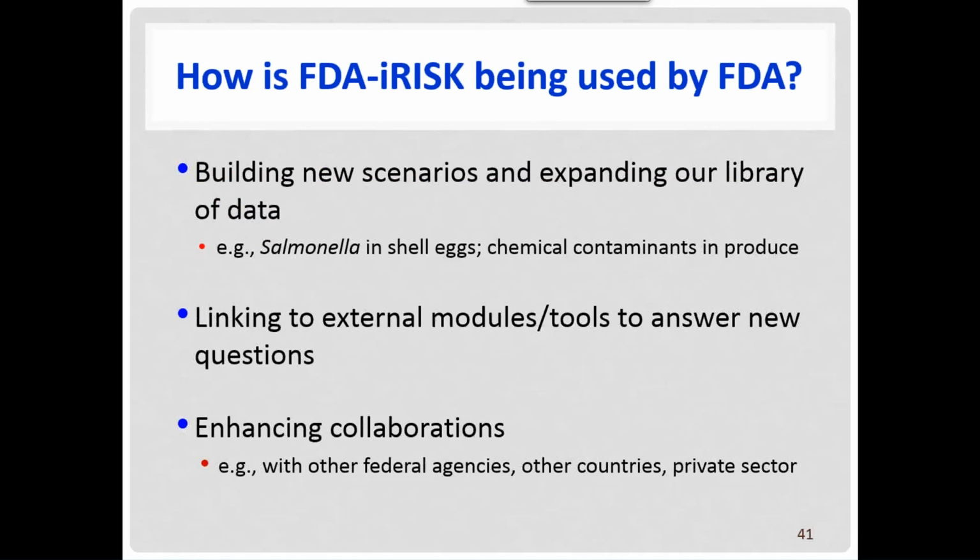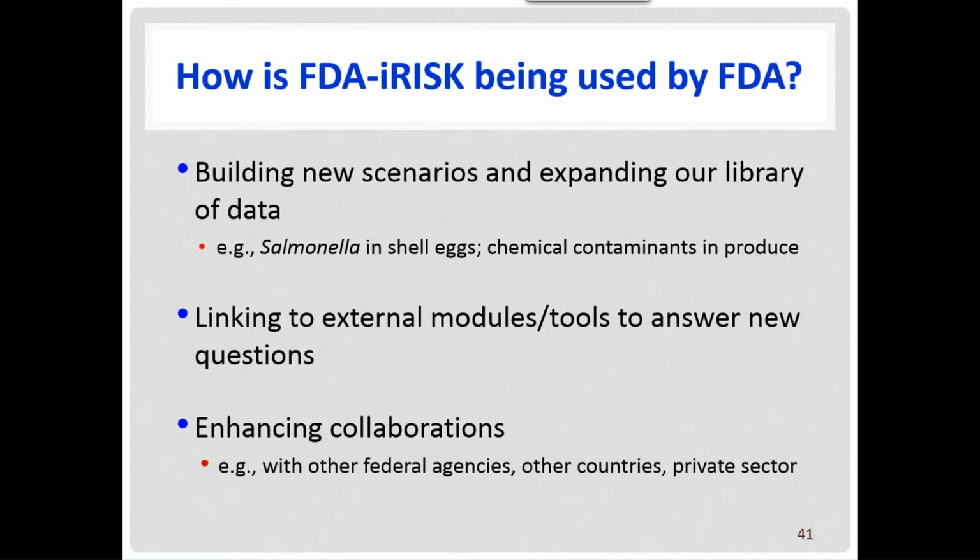So in summary, we hope that FDA-iRISK will be useful to our food safety stakeholders, anyone who is interested in having access to a web-based tool that facilitates quantitative risk assessments. At FDA, we continue to use the tool in a number of ways. We are building new scenarios and expanding our library of data. For example, we're developing scenarios for salmonella in shell eggs, salmonella in spices, and chemical contaminants in produce.